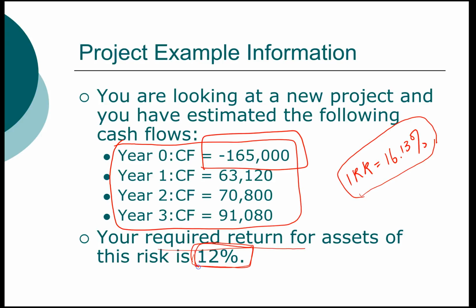This is what you can earn on other projects of similar risk if you don't go ahead with the one that you're considering. So since we can get 16% investing in this project, whereas other options will only give us 12%, the answer is relatively simple. We would want to take the project that is giving us 16%.